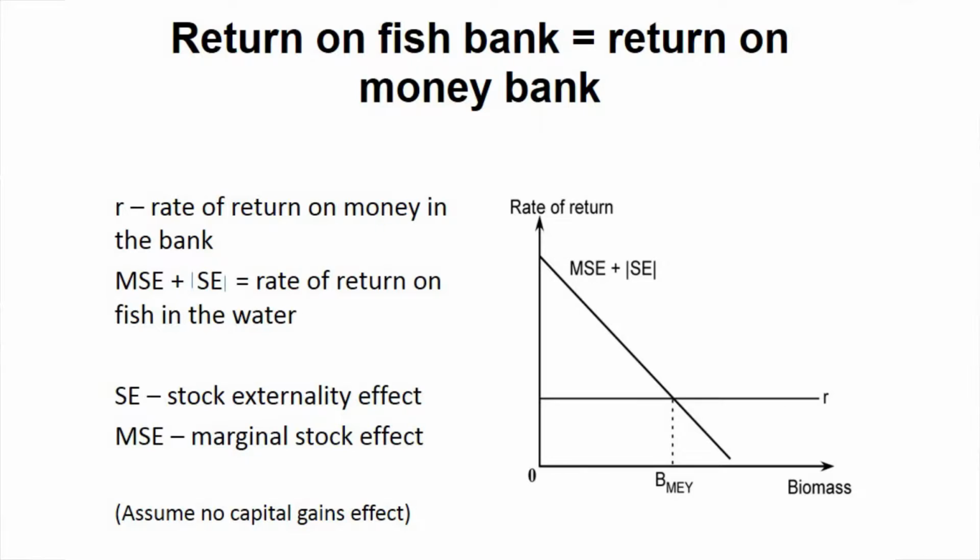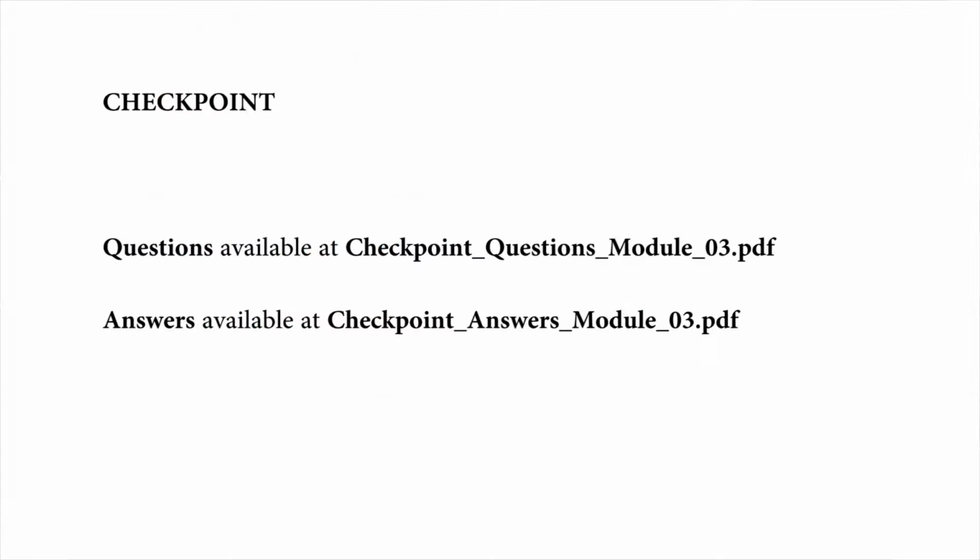Here we show the rule for identifying the efficient level of biomass graphically, assuming that there is a constant real price of fish and cost of effort over time, so that there's no capital gains effect. In this figure, the rate of return on alternative assets, as represented by the return to wealth held in the money bank, is constant, while the rate of return on fish in the water declines as the biomass increases. This reflects the declining marginal stock effect or biological return, with the curve sitting further to the right for fisheries where the stock externality is stronger.